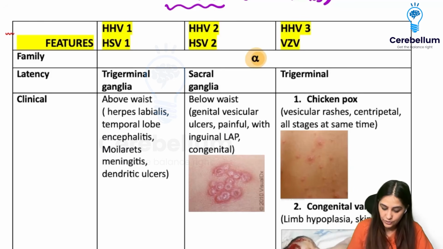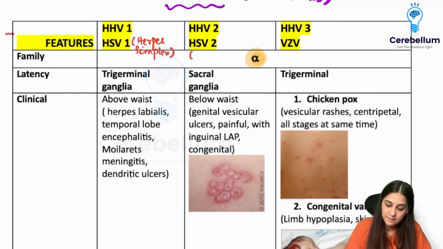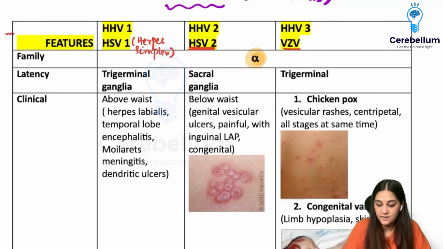When we talk about the human herpes virus 1, it is also called HSV1 or herpes simplex 1. Right, so herpes simplex 1 is your human herpes virus 1. Herpes simplex virus 2 is going to be your human herpes virus 2, and VZV is called the varicella and zoster virus. So it is causing two diseases, varicella as well as zoster.